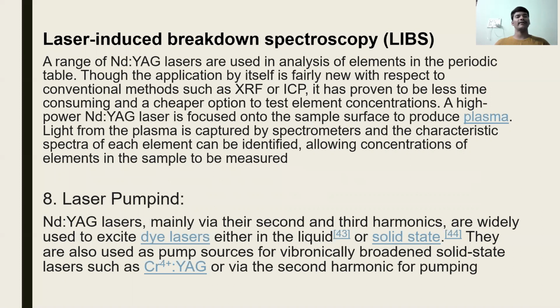A high power Nd:YAG laser is focused onto the sample surface to produce plasma light, which is captured by spectrometers, and the characteristic spectra of each element can be identified, allowing concentrations of elements in the sample to be measured. Yeah, we'll get another application of Nd:YAG laser light.